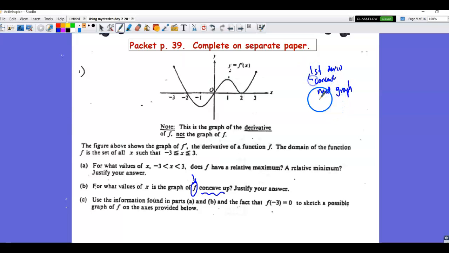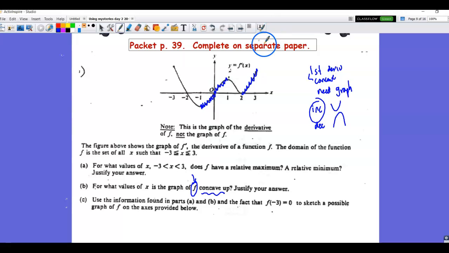So, first derivative concavity: where the first derivative increases, the original function is going to be concave up. Where the first derivative decreases, the original function will be concave down. We're looking for concave up, so we're looking for increasing. We can see the graph of the first derivative increases on this blue interval and on this blue interval. So we're talking from -1 to 1 and from 2 to 3.